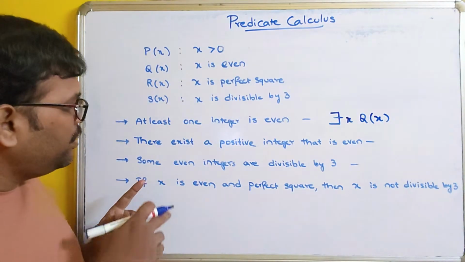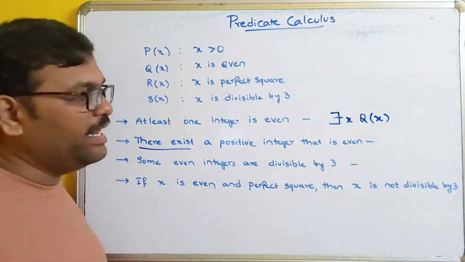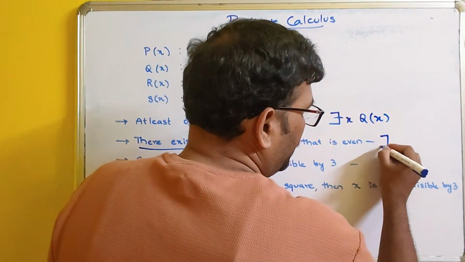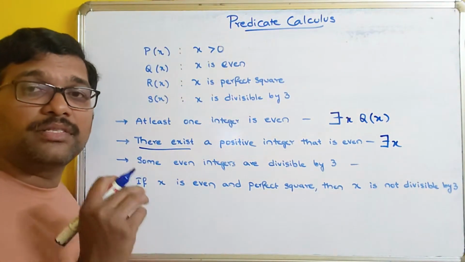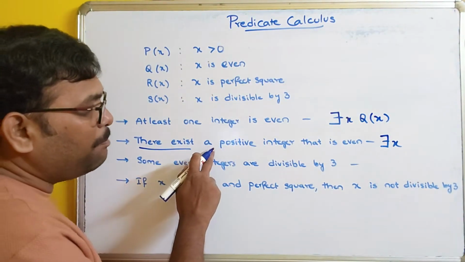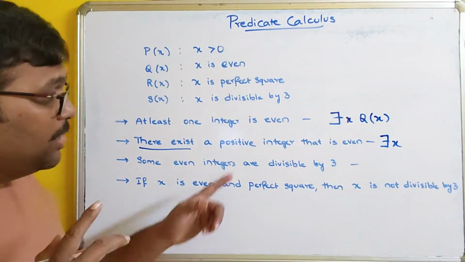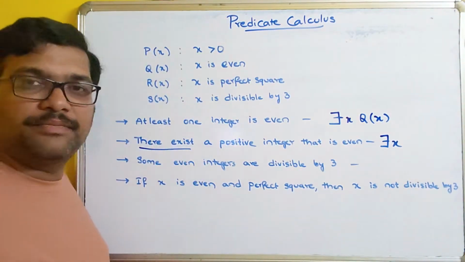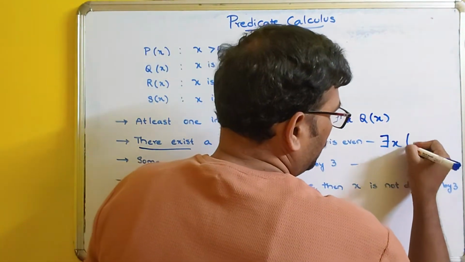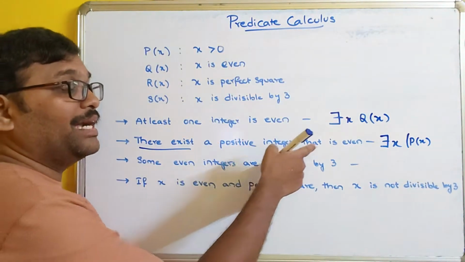And the second one. Here itself they have given there exist. Obviously there exist means the existential quantifier, for some values of x, a positive integer that is even. So here we are having two predicates, positive integer and even. So what is a positive integer? P of x. So obviously write down here P of x, positive integer that is even.